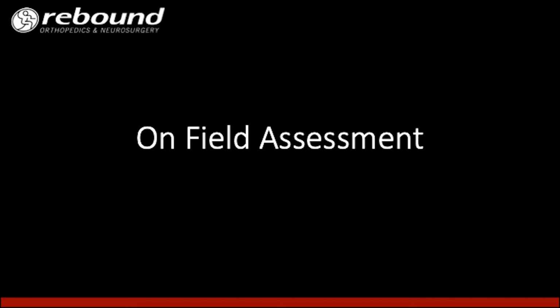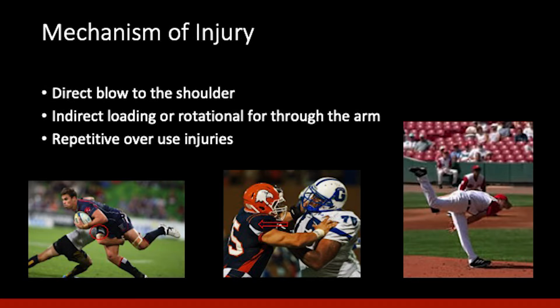So now that we understand the anatomy and the biomechanics of what's going on, let's look at on-field assessment and the injuries that your athletes are sustaining. There are really 3 basic mechanisms of injury that you're going to see for most shoulder injuries. There are direct blows to the shoulder, like you see in the rugby player on the lower left. There are indirect loading or rotational forces applied through the arm without necessarily direct contact to the shoulder itself. And then there are repetitive overuse injuries. Think about your pitchers, volleyball players, that sort of thing.